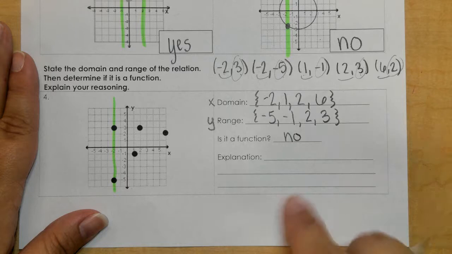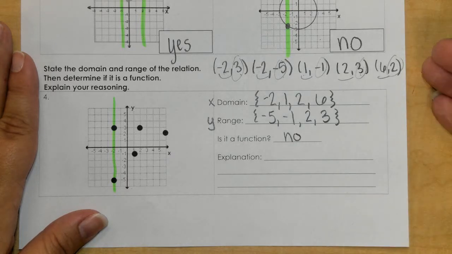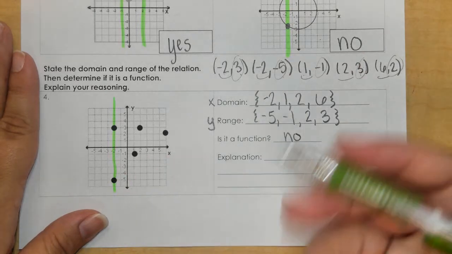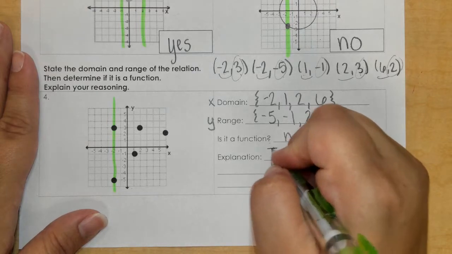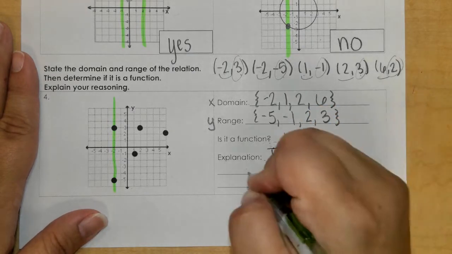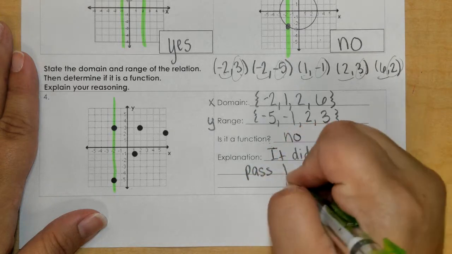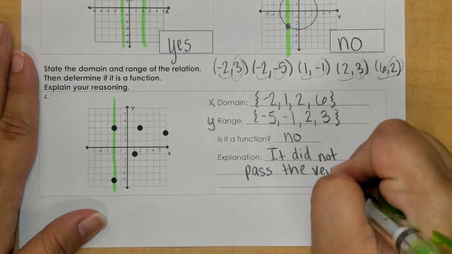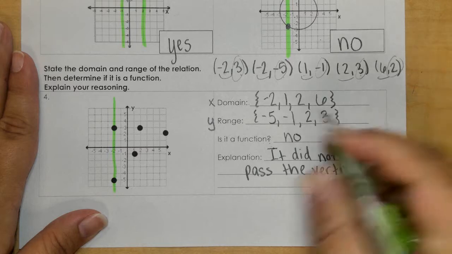So when you explain this, you can pick. You can talk about the x values, or you can talk about the vertical line test. I'm going to simply put, it did not pass the vertical line test.